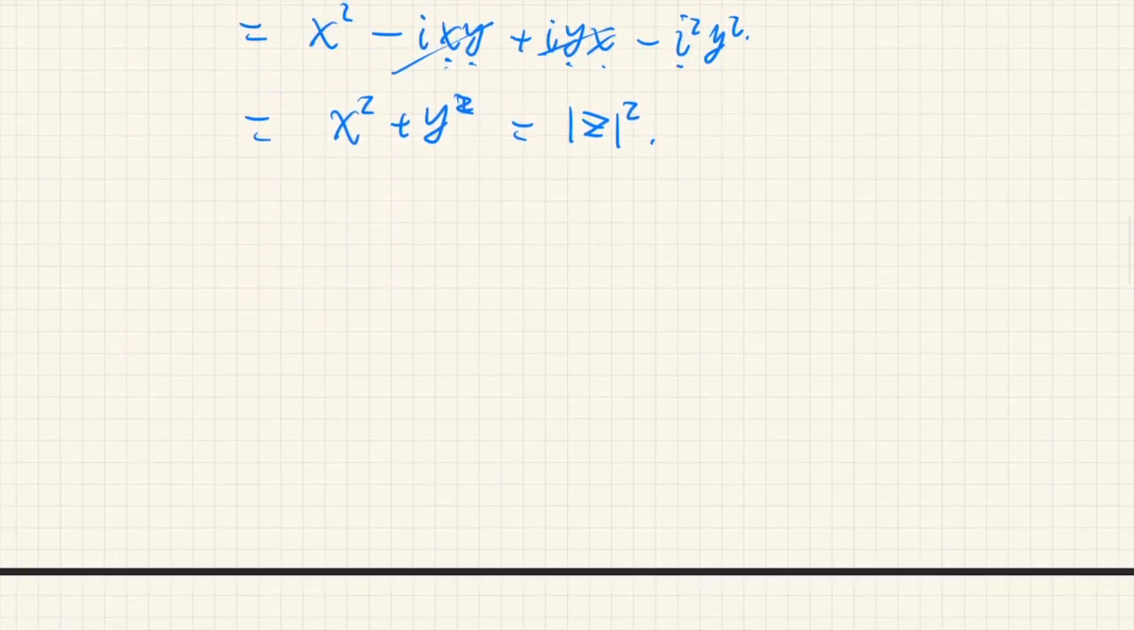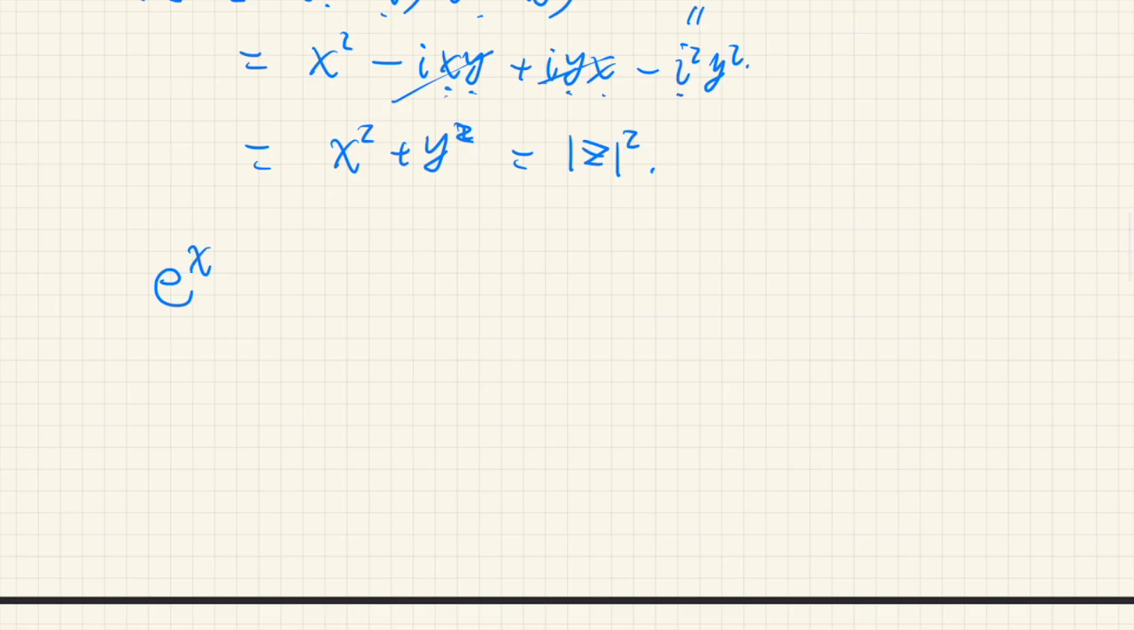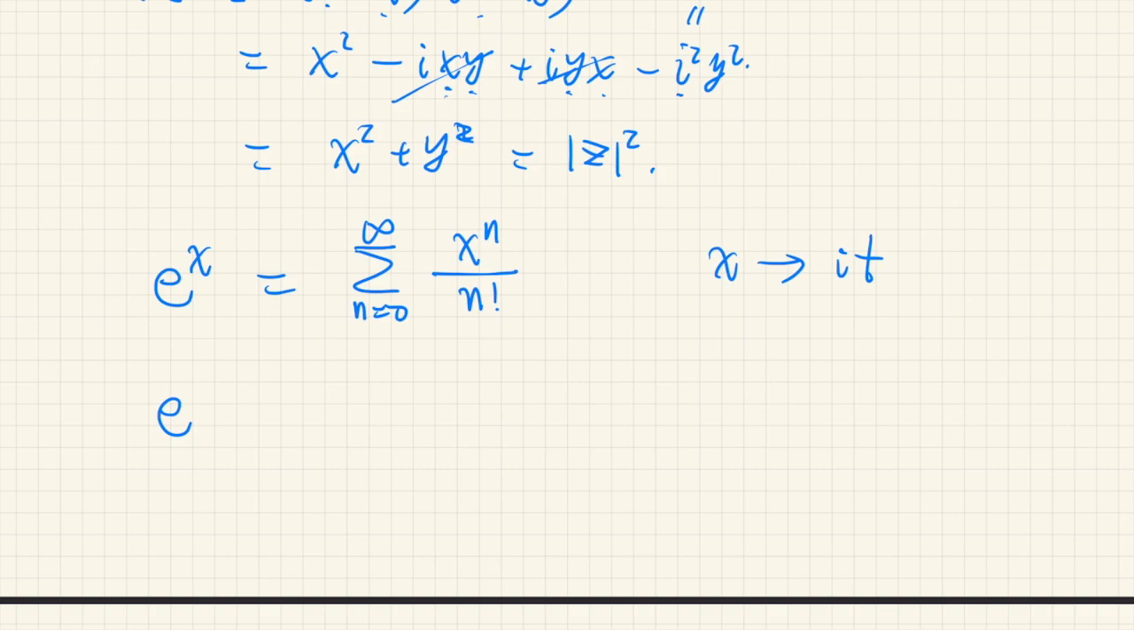Now, from calculus, you should know that the usual exponential function with the real variable x can be expanded as the sum over n from 0 to infinity of x to the power of n divided by n factorial. So this is the Maclaurin expansion of the exponential function. Now let's extend this to imaginary numbers. So we replace x with it, where t is a real number. So this is an imaginary number.